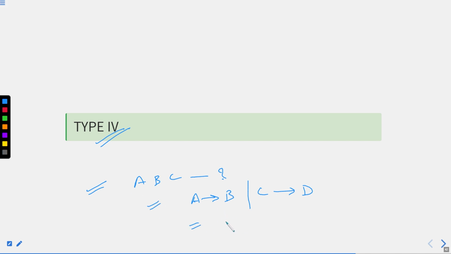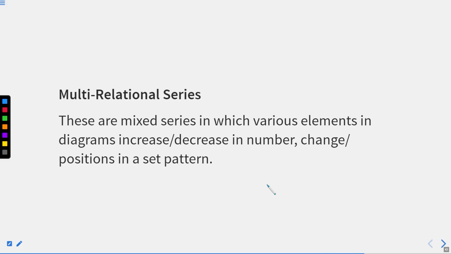Or let's say in figures A, B, C, some things are increasing or decreasing. So with the same pattern, we need to find the D as well, right? These 3 types we have discussed till now. Now we'll discuss the 4th type, and the name for the 4th is multi-relational series. Multi-relational series, right?